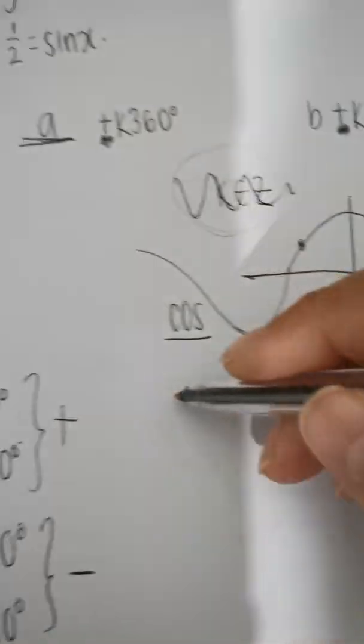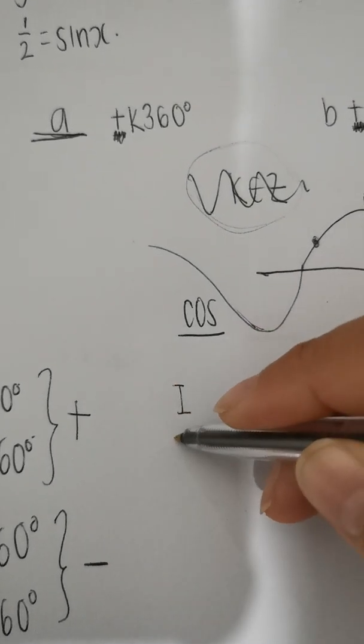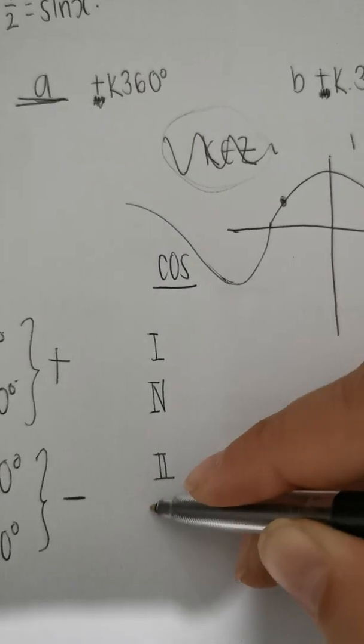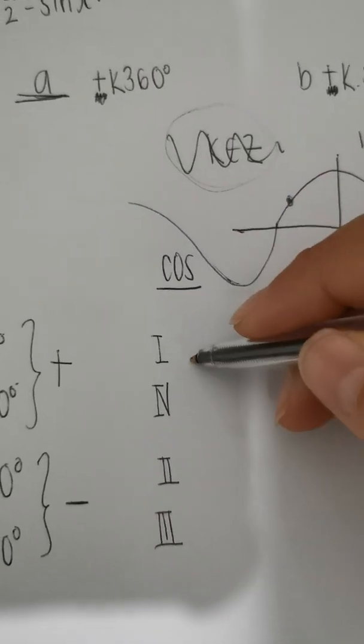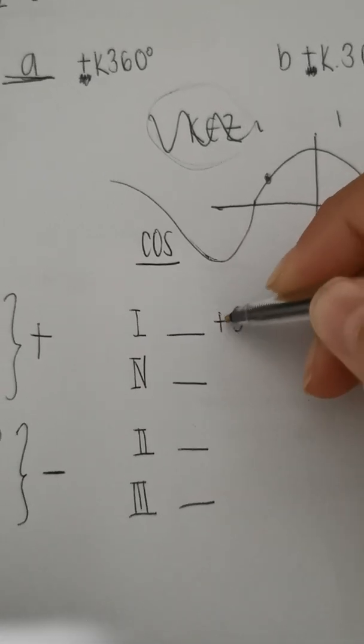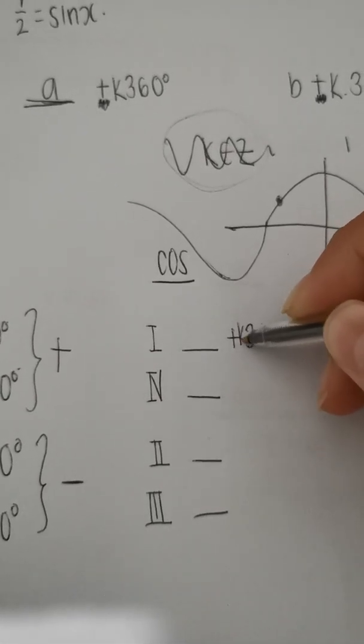Okay, let's write this down. So positive in first, positive in fourth, negative in second, negative in third. It's all going to make so much sense in a bit, okay? I forgot the K. K times 360.